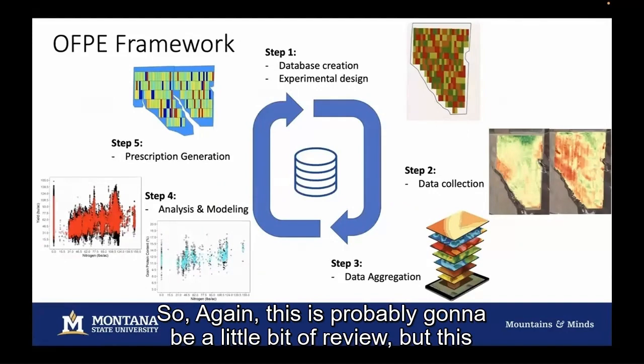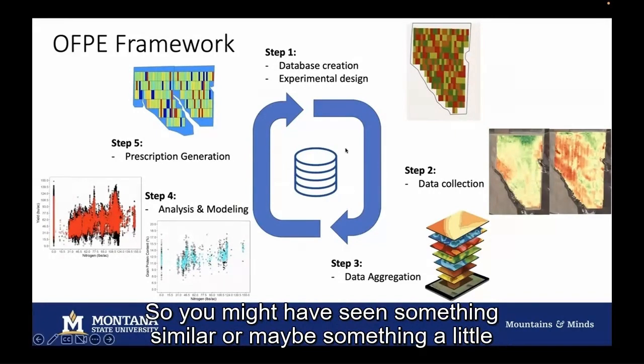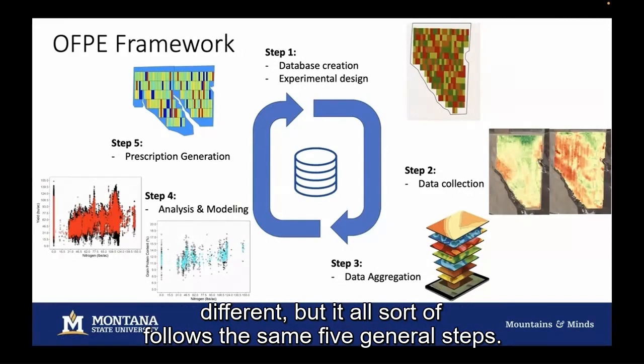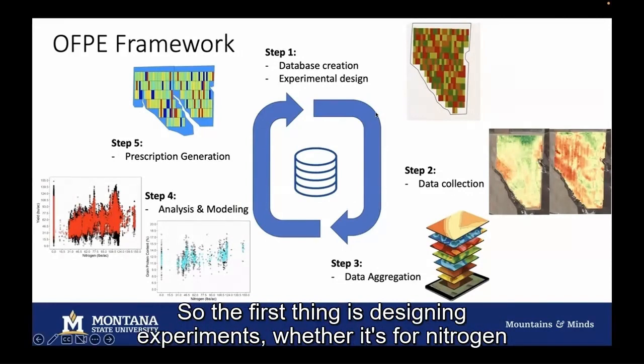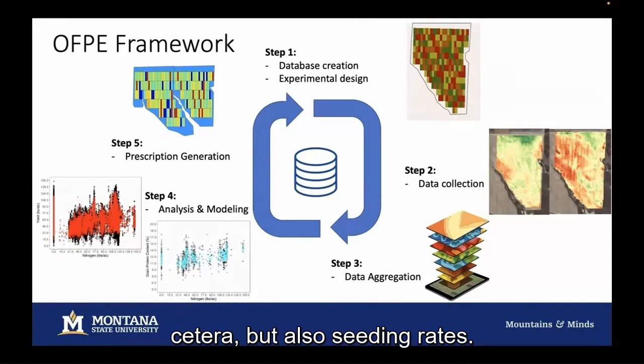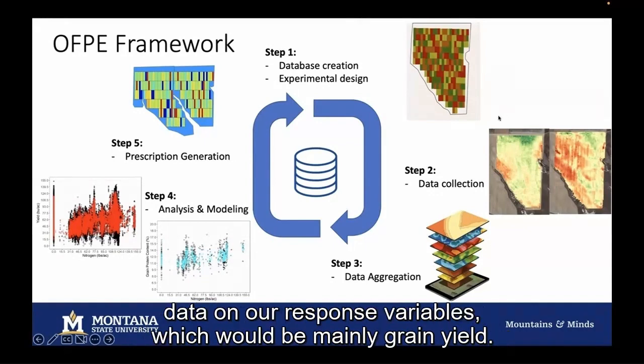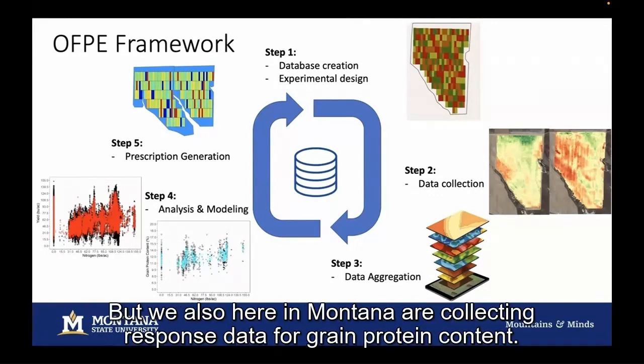Again, this is probably a little bit of review, but this is essentially the OFPE framework that Montana State University set up. You might have seen something similar or a little different, but it all follows the same five general steps. The first thing is designing experiments, whether it's for nitrogen fertilizer, other types of fertilizer like phosphorus, or seeding rates. Then going out and applying those experiments and collecting data on our response variables, mainly grain yield, but here in Montana we are also collecting response data for grain protein content.